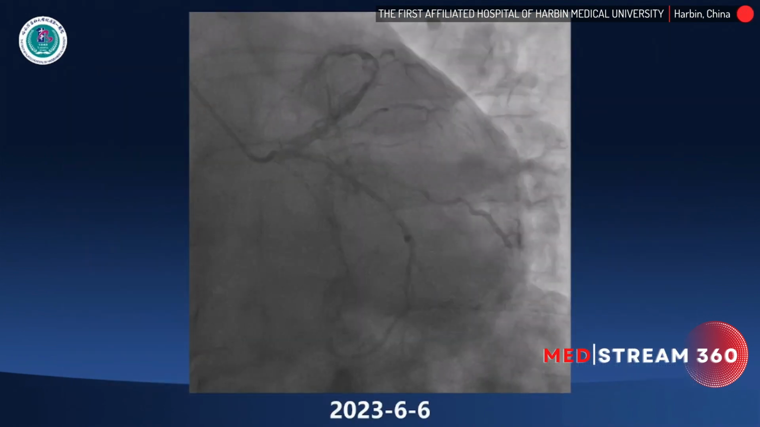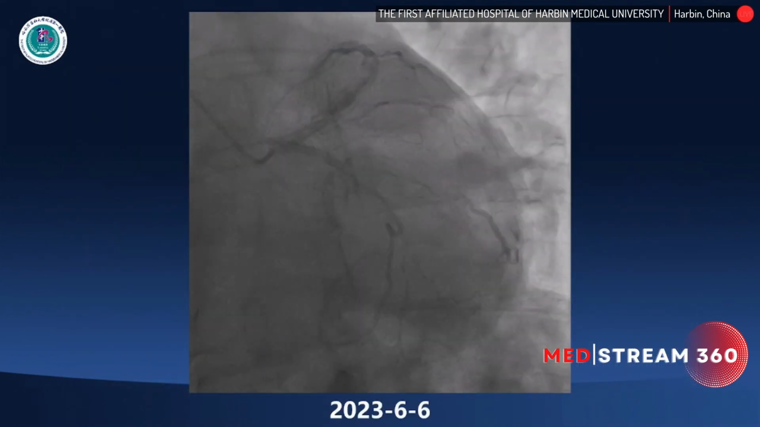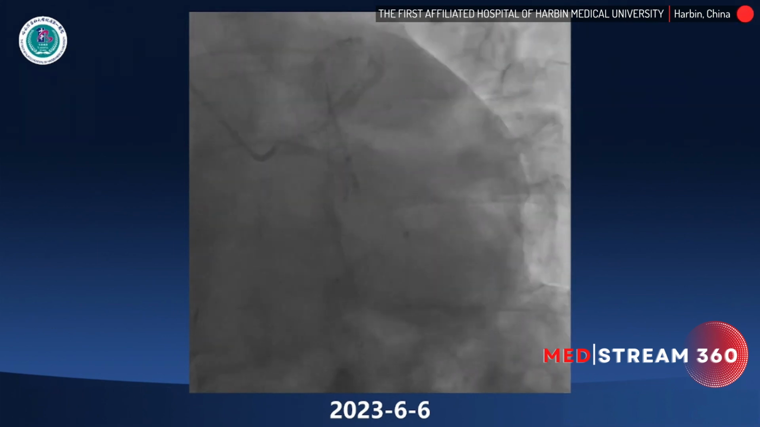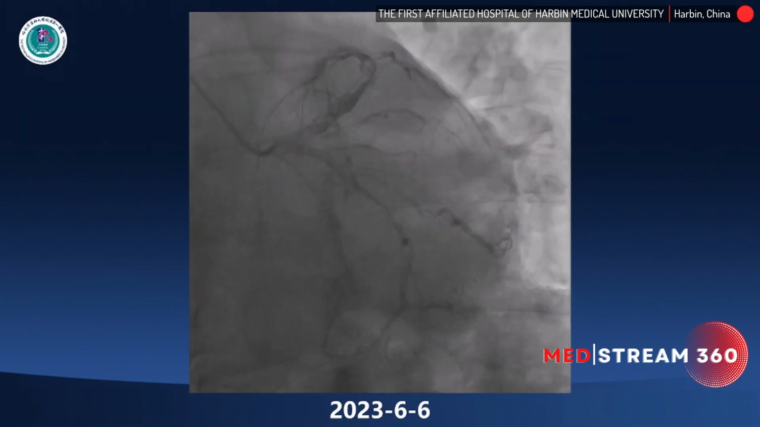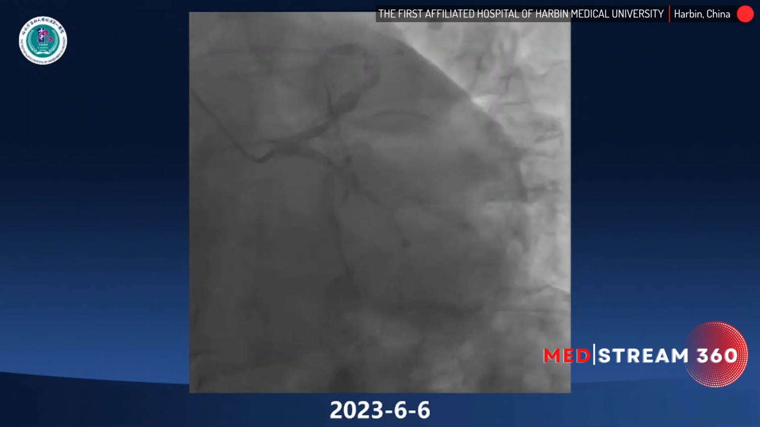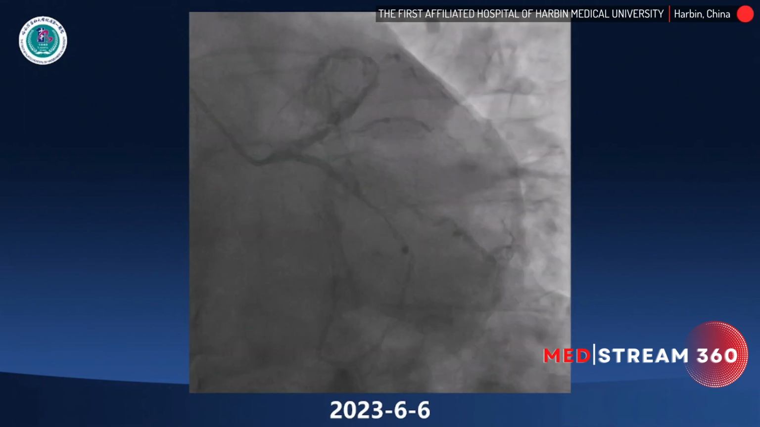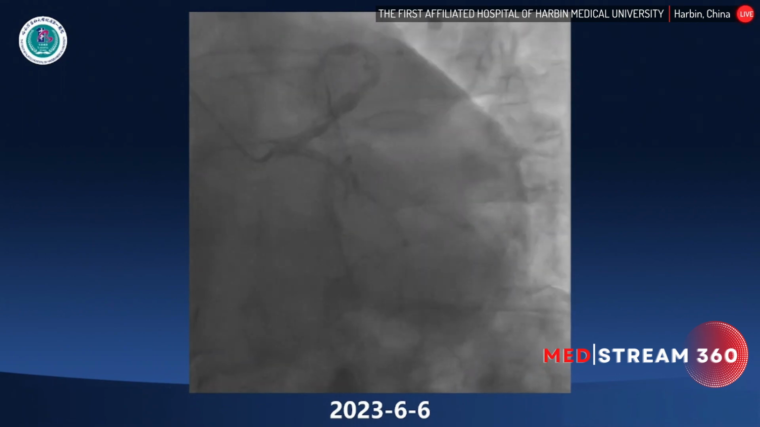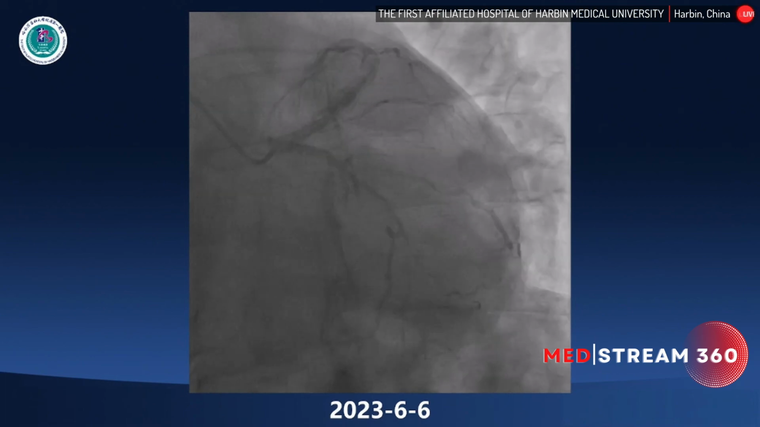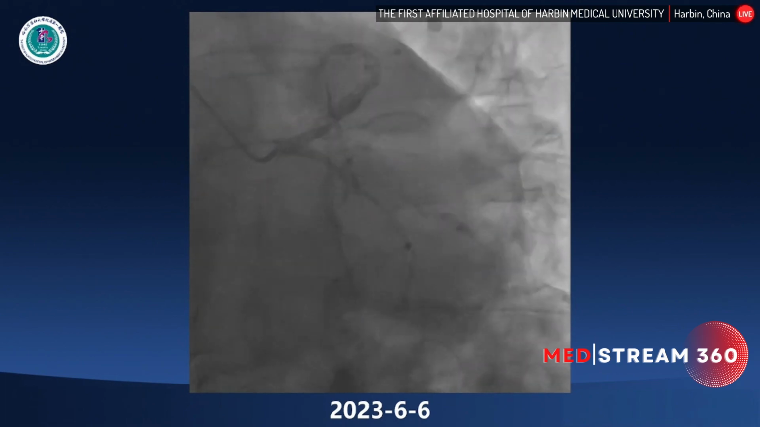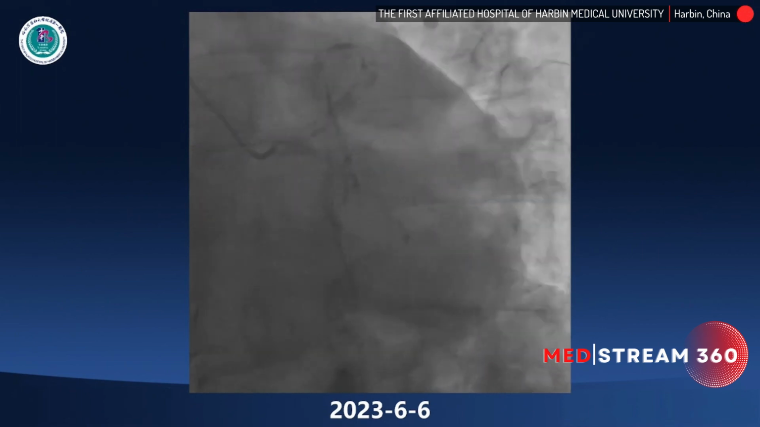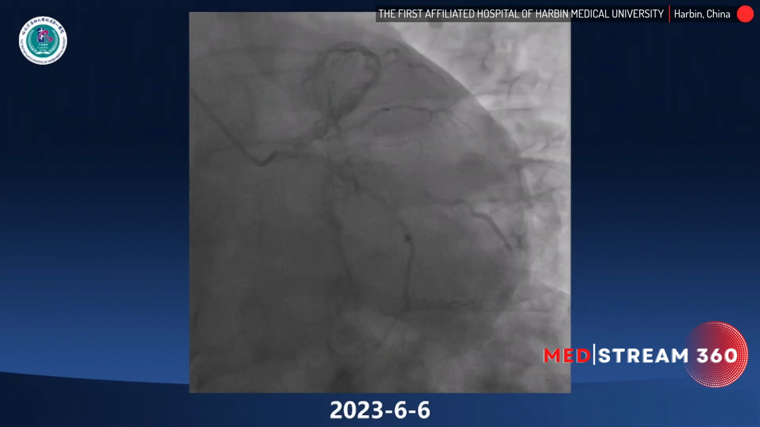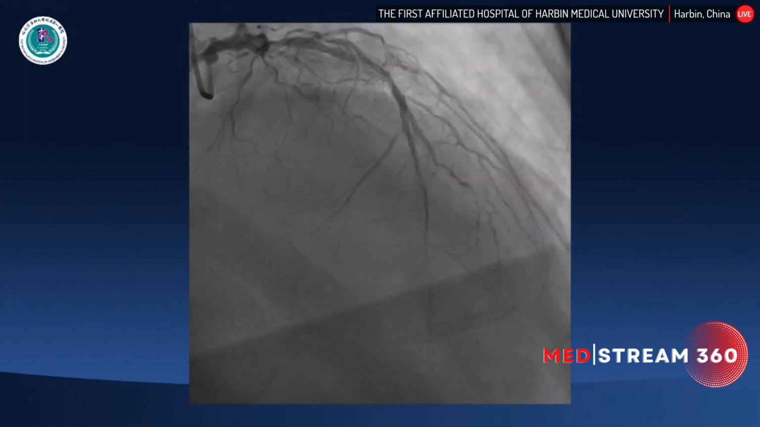This is the angiography on June 6th at the local hospital. From the imaging, you can see very long diffuse stenosis from the middle to distal circumflex, and the diameter of the circumflex is very small. From this imaging, from the distal to the middle left anterior descending, there is very serious stenosis with severe calcification. There is also a stenosis at the distal left anterior descending.